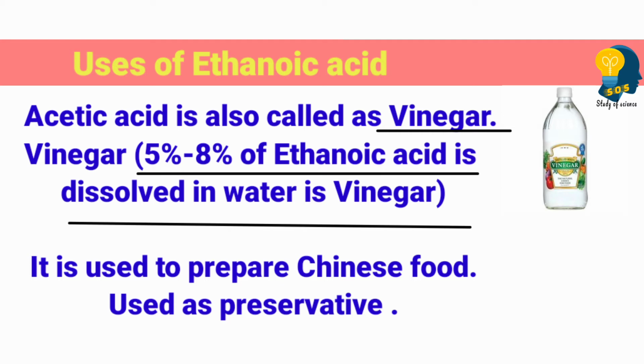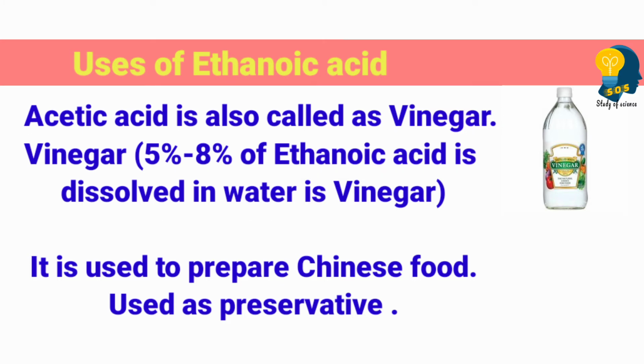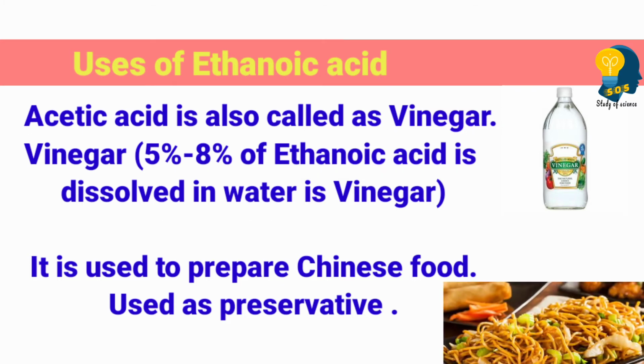Now let's talk about its applications, where it is used. Vinegar is widely used to prepare the Chinese food items, and it is also used as a food preservative. It is used to preserve the pickles, to canned food. So it is used in a wide range. So these are some of the applications of the vinegar. Now let us focus towards some of the physical properties of the ethanoic acid.